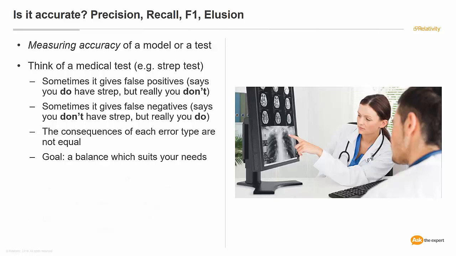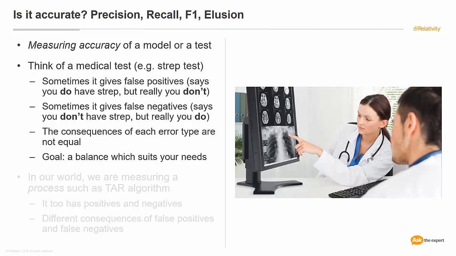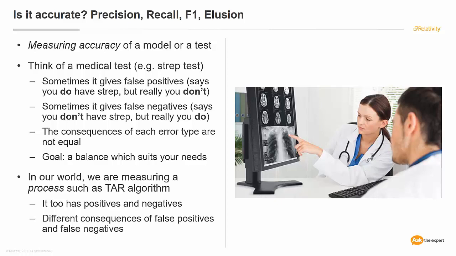Now, I'm not in the business of selling medical tests. I'm in the business of selling software that does e-discovery. So we often have these TAR algorithms, and we're trying to measure the process. We want to know about false positives and negatives. We want to know when it calls a document responsive and really it isn't, and when it calls a document not responsive and really it is. So in our world, we need to weigh those factors, decide which is more important to us, and have tools which can allow us to measure each of those.